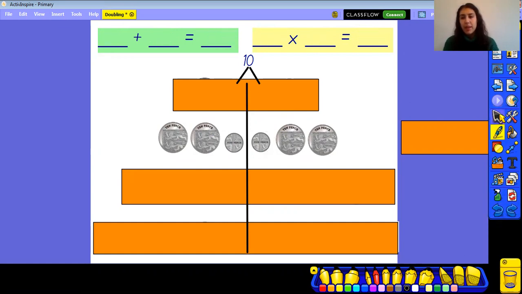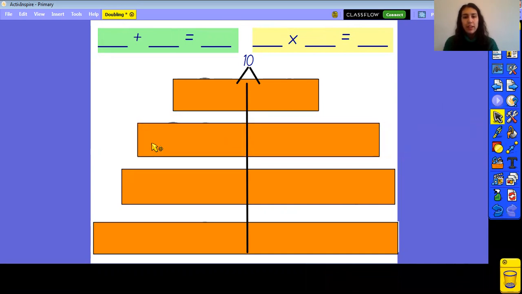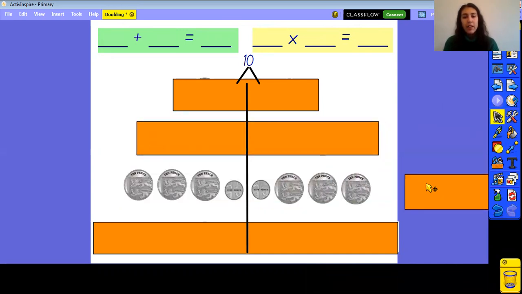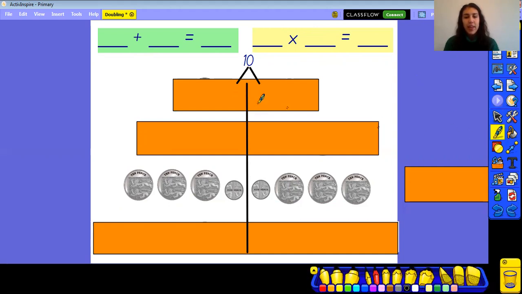I'm now going to show you the next one. Pause the video, have a go at calculating it as an addition and a multiplication equation, and then we'll go through the answers in a second. Super, hopefully you've had a go at that. Let's have a look then.